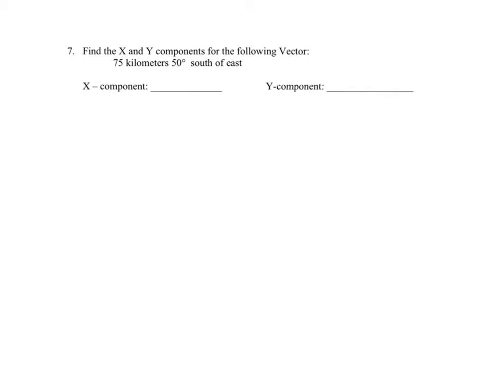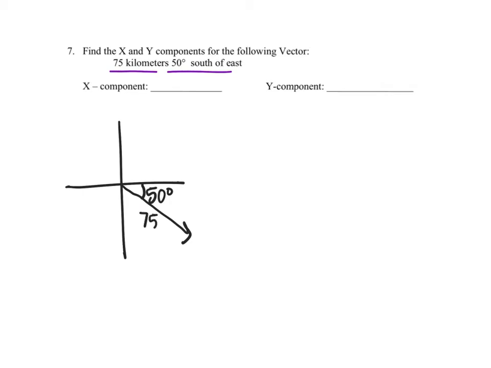In this case, we have a vector going 75 kilometers at 50 degrees south of east. So draw it out. Step 1, we're going 50 degrees south of east, so we're going down here. That 50 degrees is going to touch the east axis. And your magnitude is 75, so that turns into the hypotenuse of your triangle.